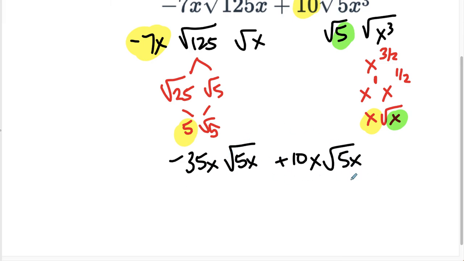So now I can combine my coefficients. Negative 35x plus 10x becomes negative 25x. And then my radicand is 5x. Okay, and that is it.